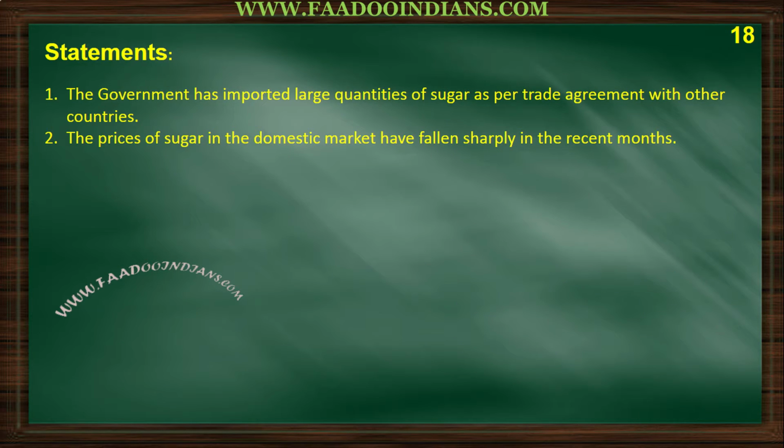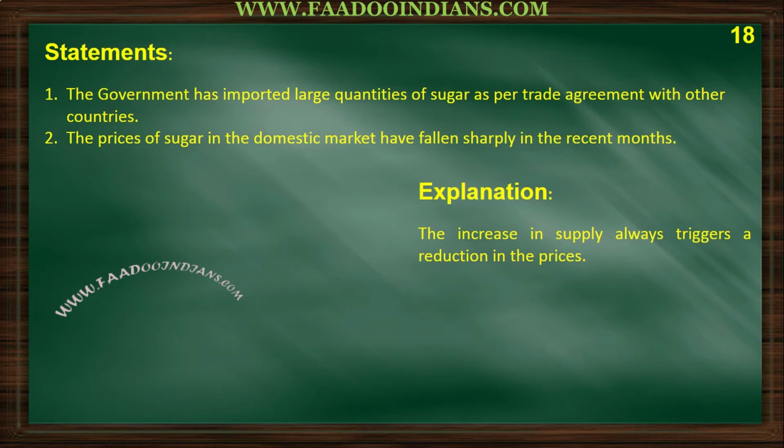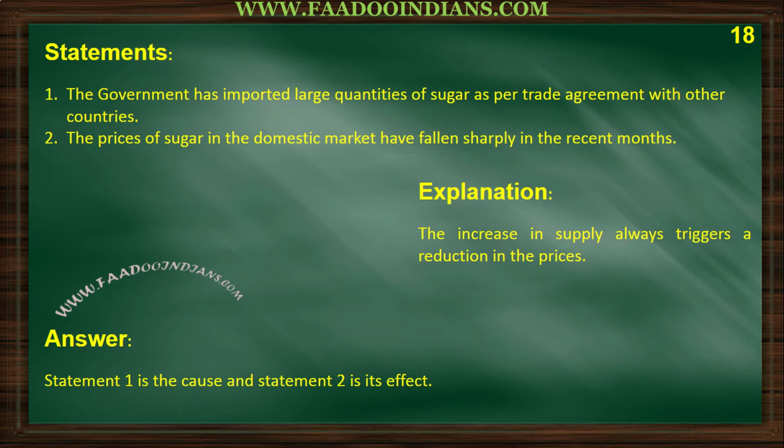18th. The government has imported large quantities of sugar as per trade agreement with other countries. The prices of sugar in the domestic market have fallen sharply in the recent months. So, it is very evident from the statements that second is the effect of first. So, the increase in supply always triggers a reduction in the prices. Statement 1 is cause and Statement 2 is its effect.